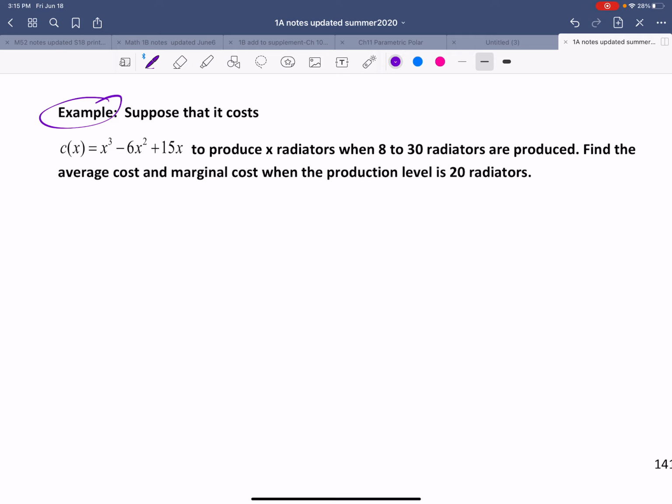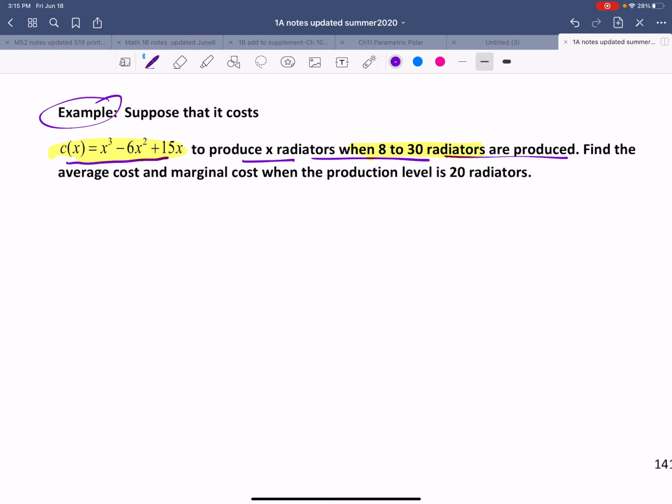So in this problem, C of x, we're given a cost function to produce x radiators when 8 to 30 radiators are produced. That means this function is only valid between 8 to 30 radiators. For less than 8 radiators, this function is not going to work. For more than 30 radiators, this function is not going to work. So we're given the domain here. That's what 8 to 30 means. Find the average cost and marginal cost when the production level is 20 radiators.